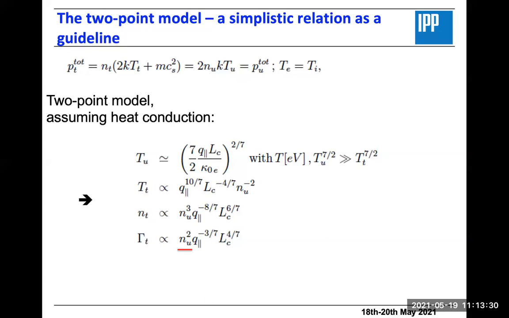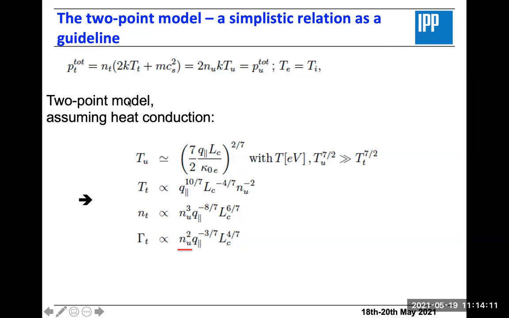What relationships do you need at hand to guide yourself in this forest? First of all, the total pressure that I've always been talking about is the static pressure plus the kinetic pressure. The c_s is the ion sound speed that I introduced in some earlier slide. Without pressure loss, the pressure at the target is equal to the pressure upstream. And then we have the further assumption that the electron temperature is equal to the ion temperature, even though I told you yesterday that in everyday life this is not true. But for simplicity, we assume this.